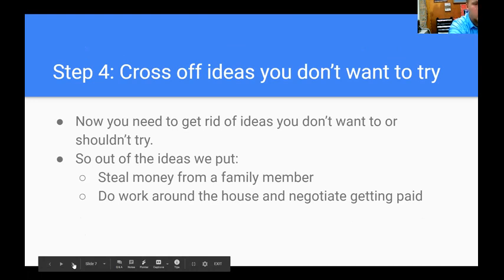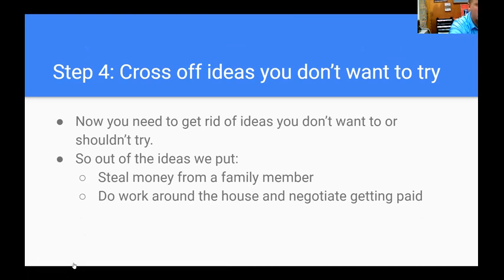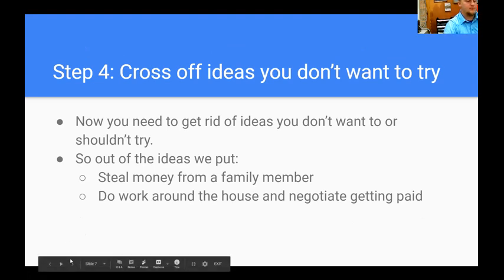Step 4, cross off the ideas you don't want to try. So this is where you go through, no matter how many you make, and you cross out the ones that are against your values, against what you're trying to do, and against what you're trying to accomplish or reach as part of your decision-making and goal-setting process.